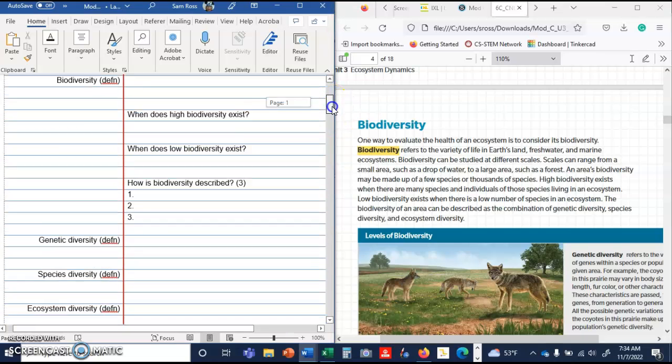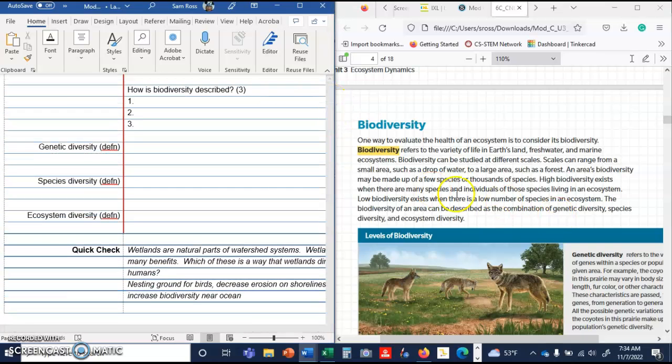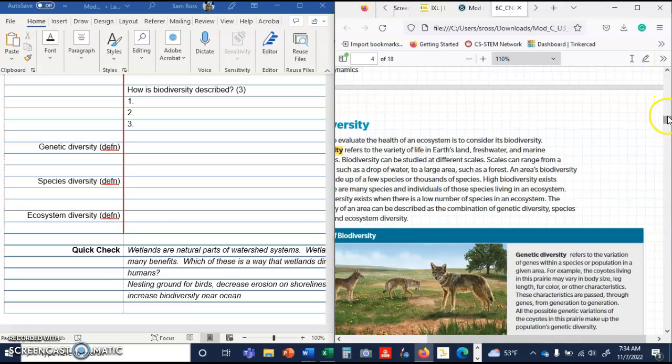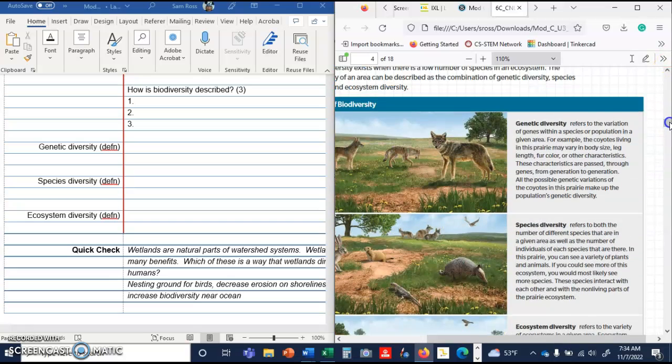Okay, let's see. How is biodiversity described? And there are three ways. The biodiversity of an area can be described as the combination of genetic diversity, species diversity, and ecosystem diversity. Those are the three ways: genetic diversity, species diversity, and ecosystem diversity. So let's figure out what those three things are. Let's find the definition.